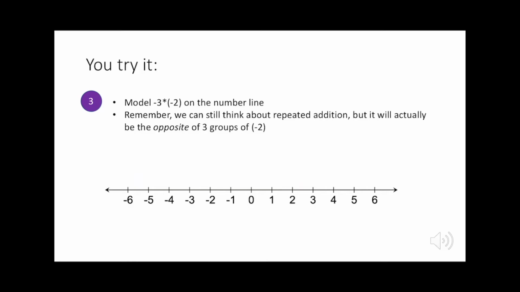So then you had a chance to try it on your own number line. And I asked you to model negative 3 times negative 2. And again, we can't have negative groups. So what this is really saying is the opposite of 3 groups of negative 2. So on my number line, I should have one group of negative 2, another group of negative 2.